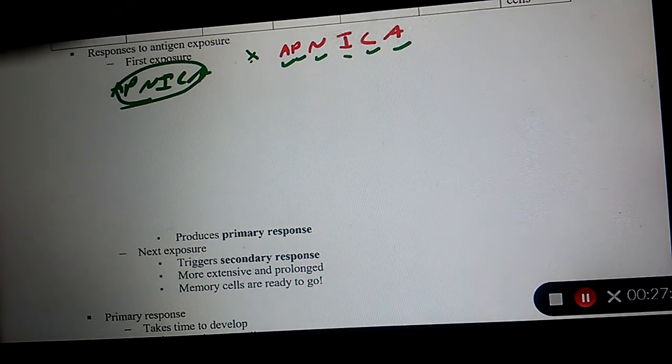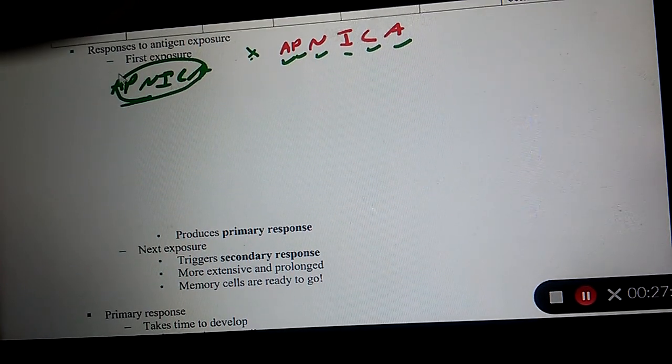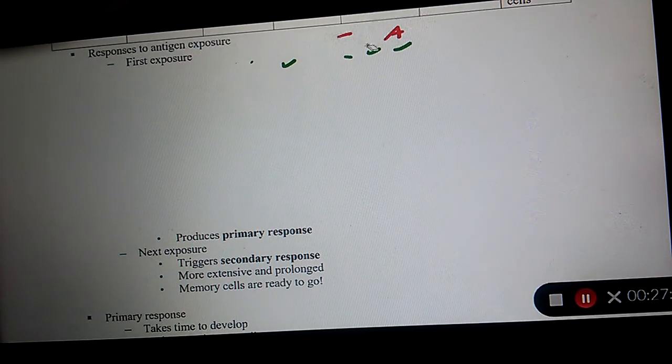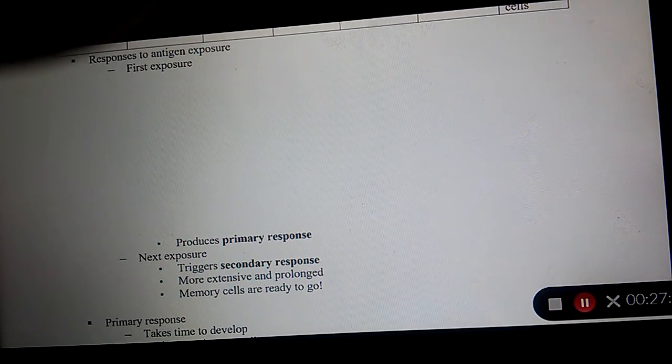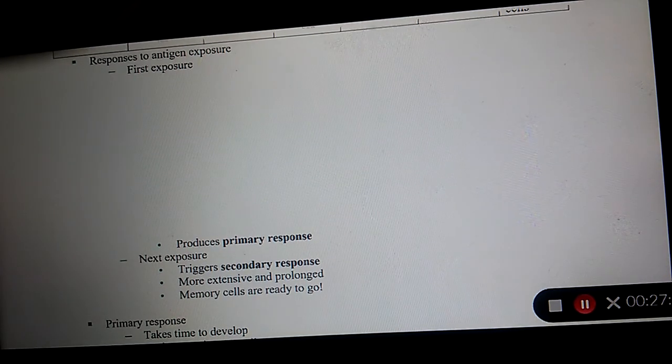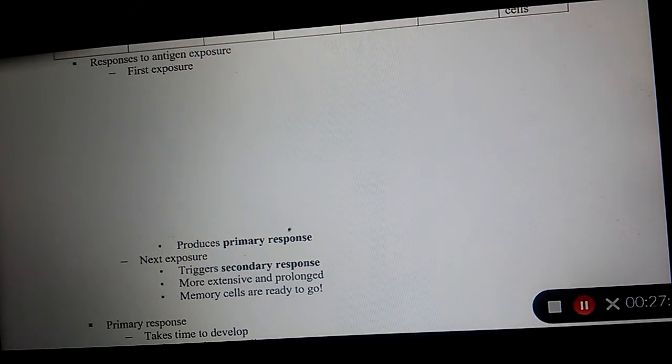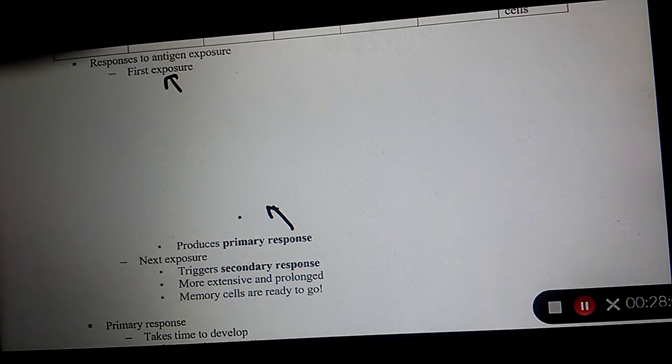What do we call the first interaction or first exposure to an antigen? Primary response. So when antibodies respond the first time, to a first exposure, it's called what? Primary response.